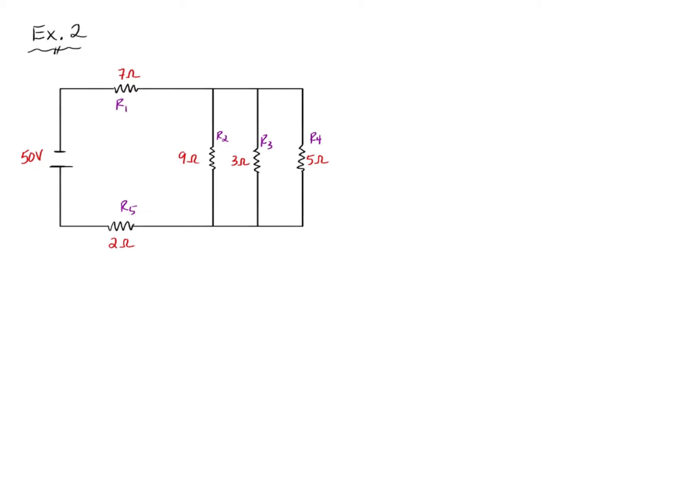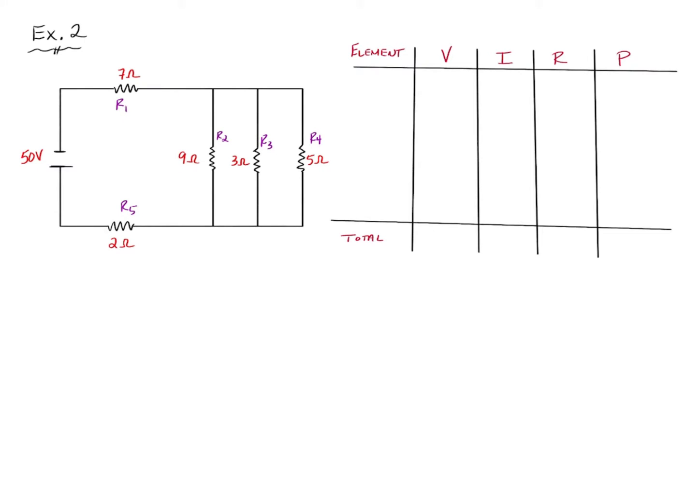In our second example, we have a slightly more complicated circuit. We've got two resistors kind of out on their own, wired in series, R1 and R5, and three resistors wired in parallel in the middle. So once again, we will set up a VIRP table, and we will enter in the known values.